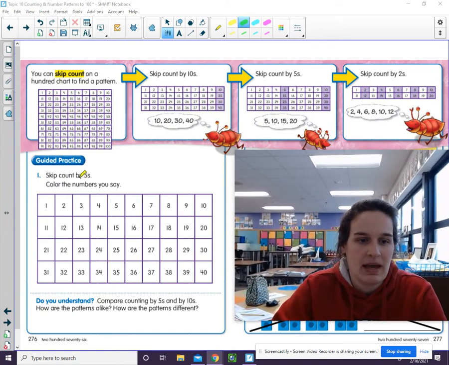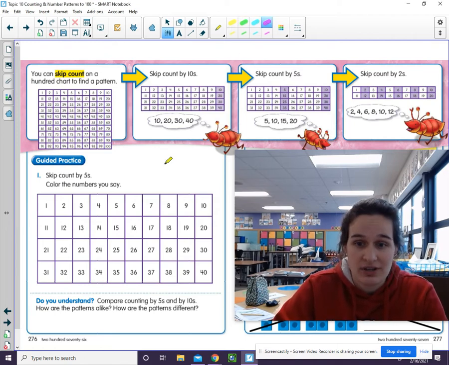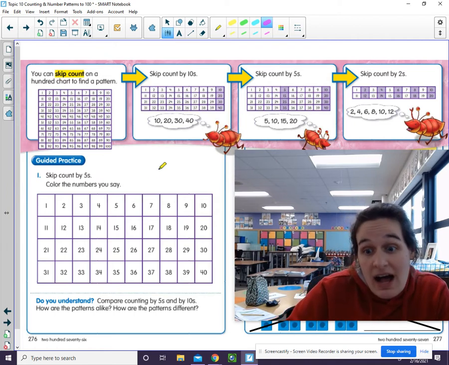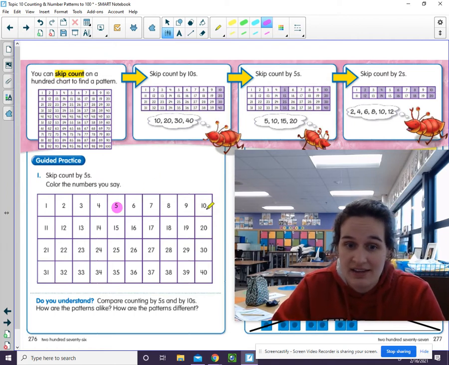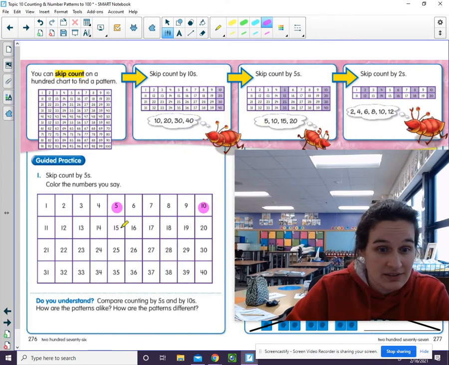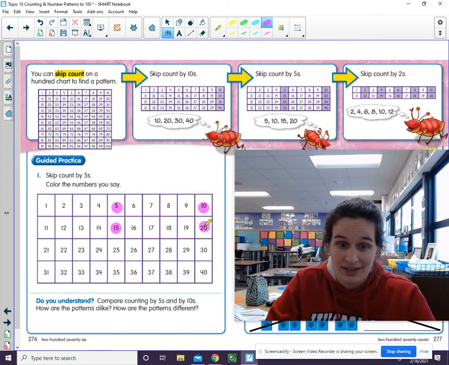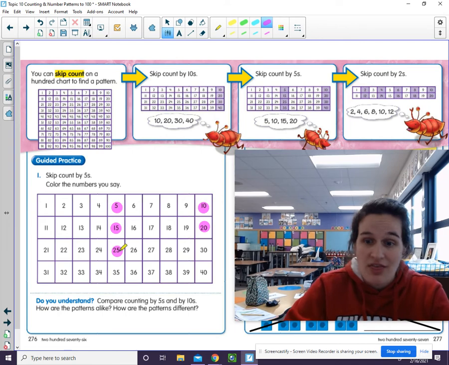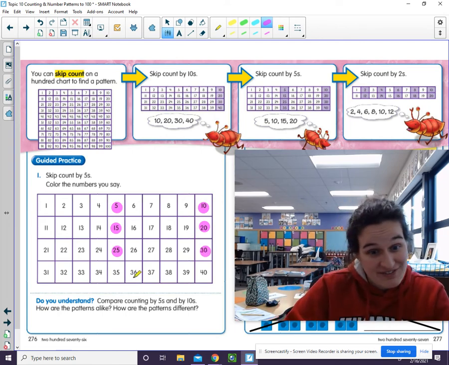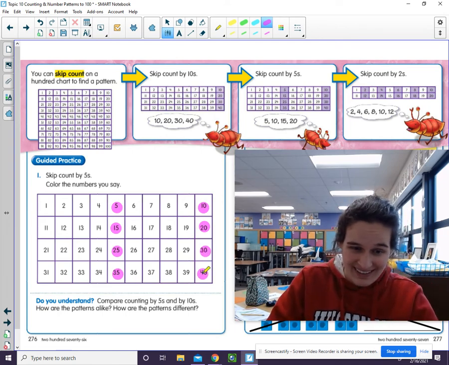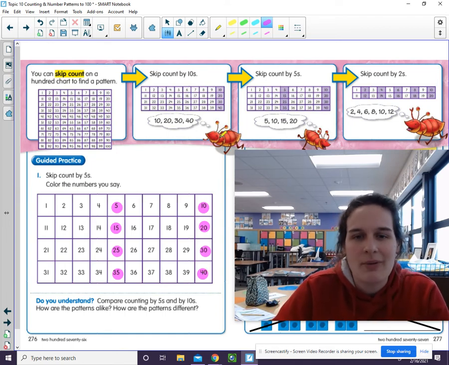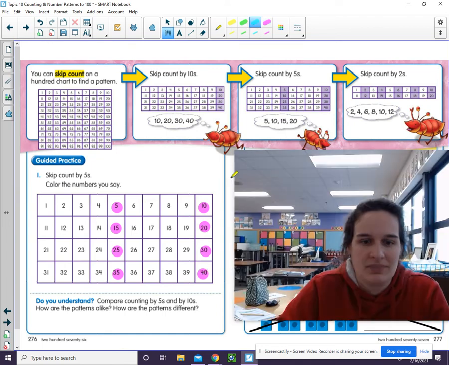So here it says skip count by fives. Color the numbers you say. Okay, we are really good at counting by fives. So go ahead and I want you to count by fives with me. 5, 10, 15, 20, 25, 30, 35, 40. Now I want us to count by tens, okay? 10, 20, 30, 40.